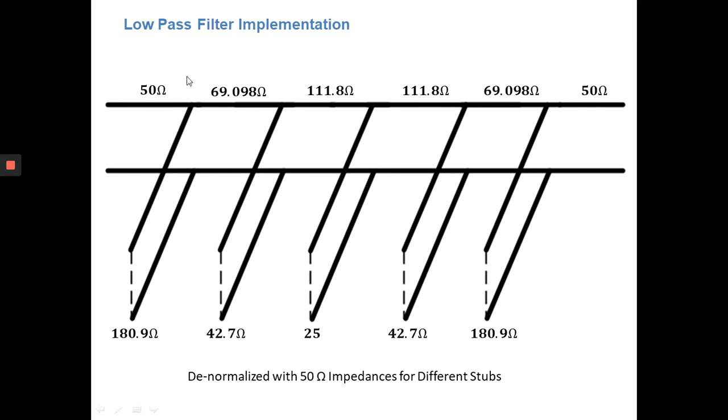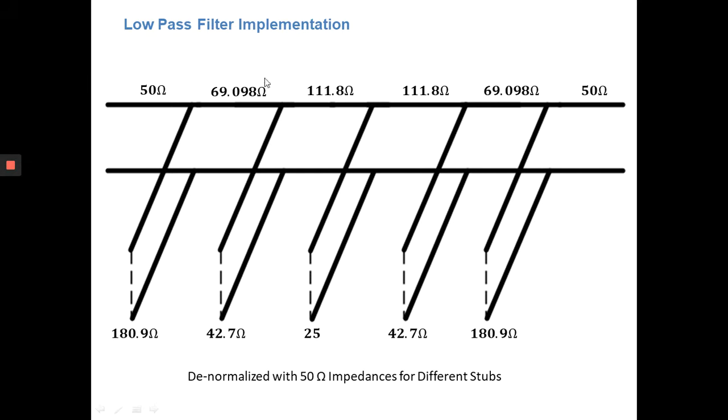So this transmission line has 50 ohm. This transmission line has 180 ohm, which will be very thin because this is a very high impedance. This one is 42, this one is around 69 point something, and 111.8, and they are identical.